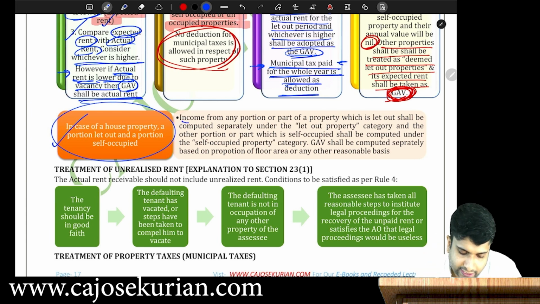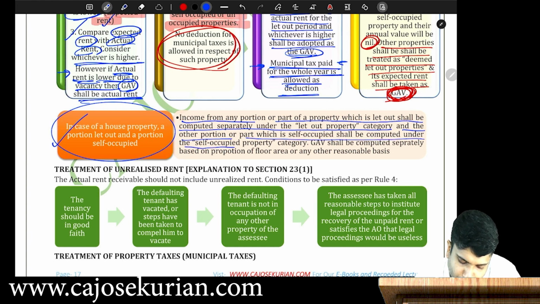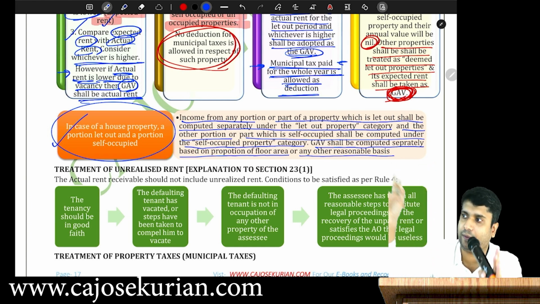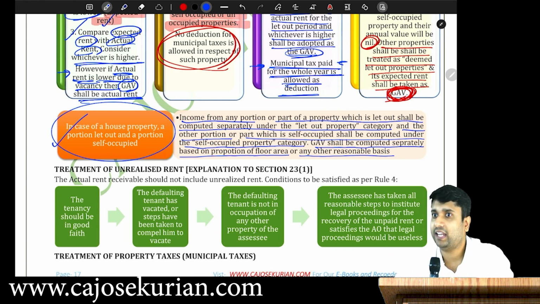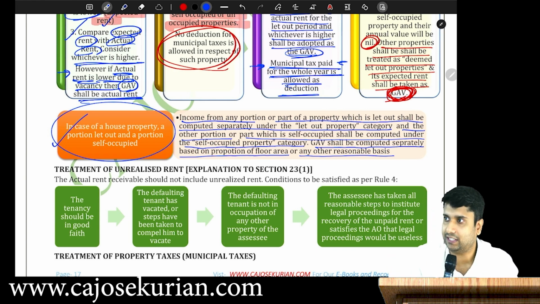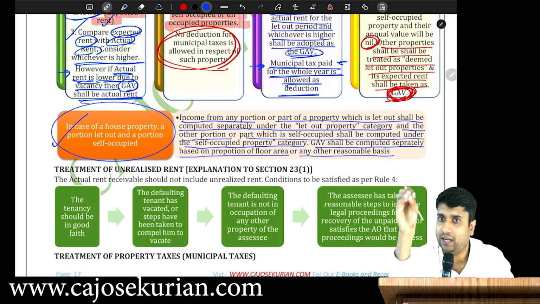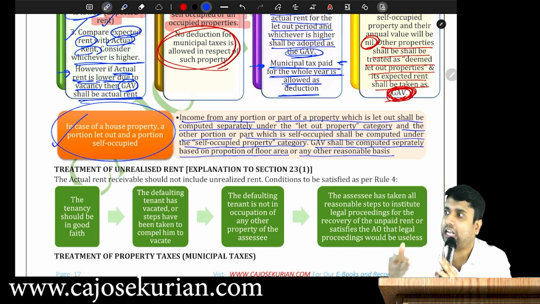Income from any portion or part of property which is let out shall be computed separately under the let out property category. The other portion which is self-occupied shall be computed under the self-occupied property category. GAV shall be computed separately based on the proportion of floor area or any other reasonable basis. So you have to consider it as two properties. Then you have to proportionate the value and compare. Municipal taxes for the let out portion only is allowed as deduction. For the self-occupied portion, no deduction for the municipal value. So everything has to be proportionately computed.